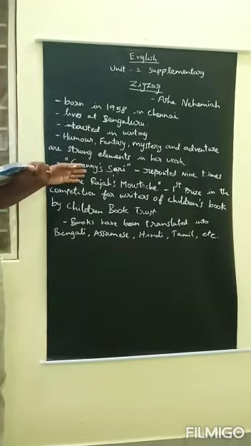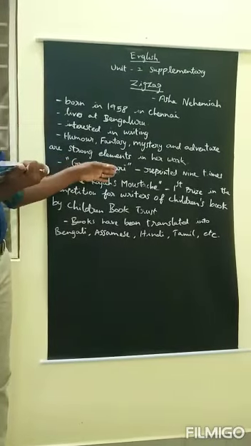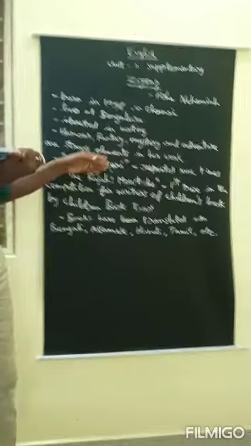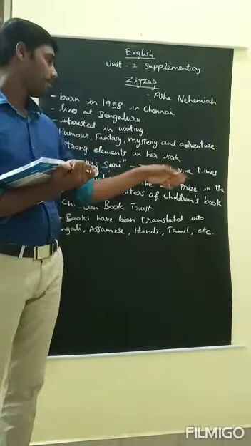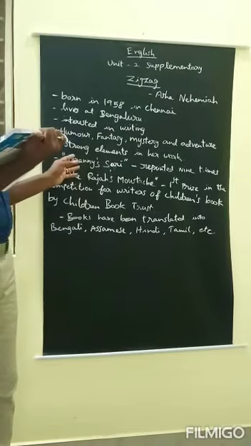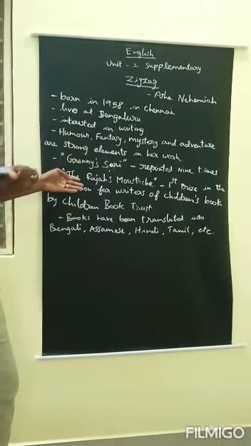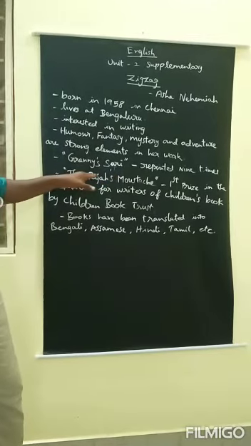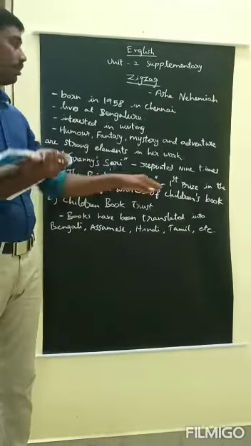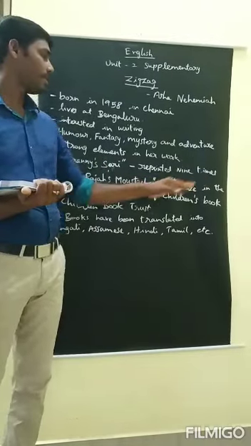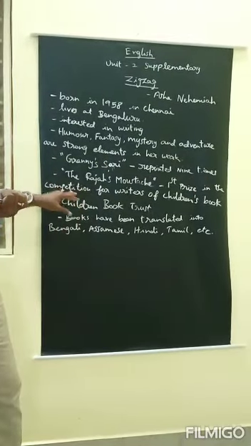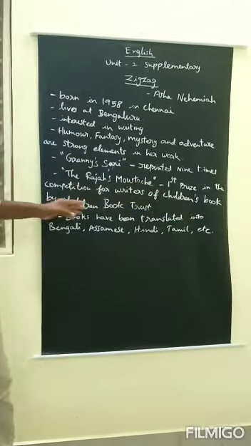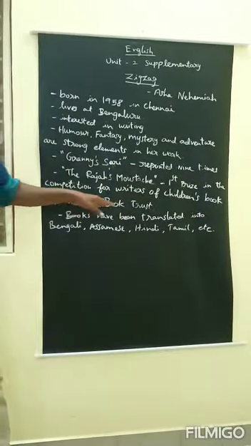The first collection of stories is Granny's Saree. It was reprinted 9 times. Her book, The Raja's Mustang, was awarded the first prize in the competition for the writers of children's books conducted by Children's Book Trust.